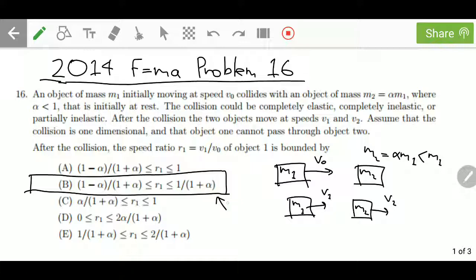Something interesting is that even our first condition, when we determined that R1 was less than or equal to 1 over 1 plus alpha, was actually the only option with this as the upper bound. And thus from there, you might already be able to conclude that this was the correct answer, even without doing the elastic collision stuff.